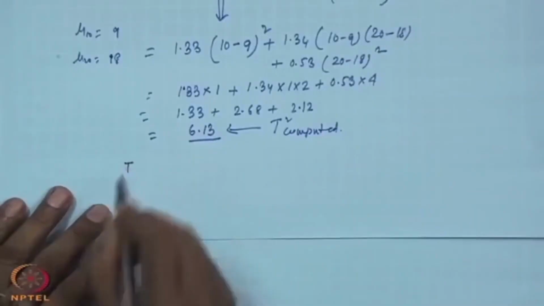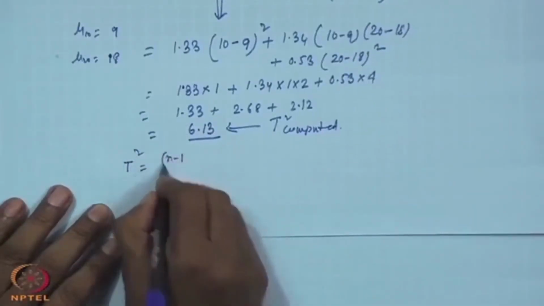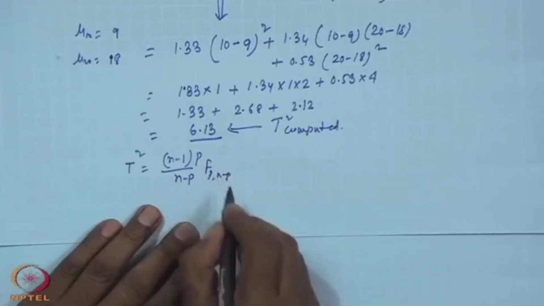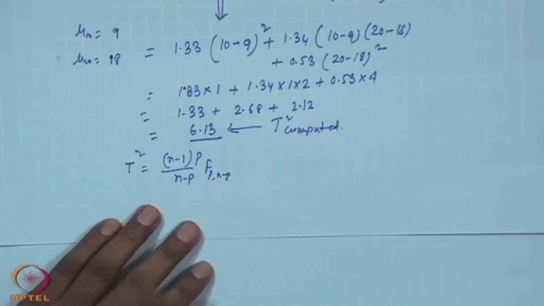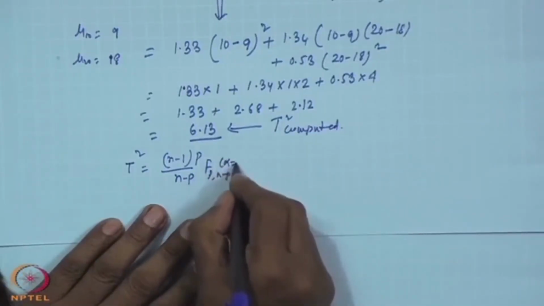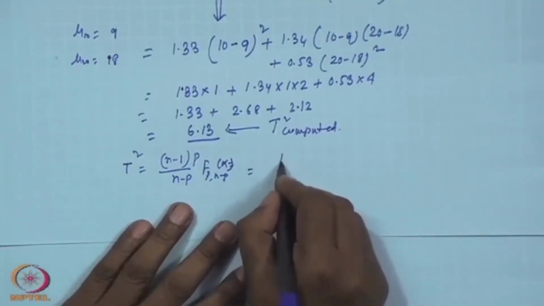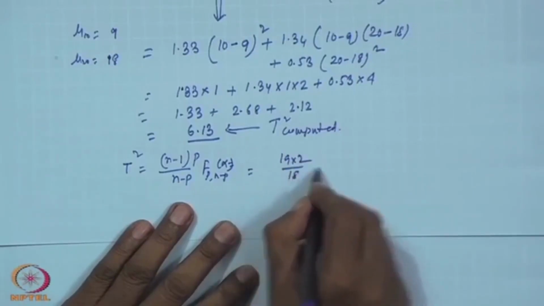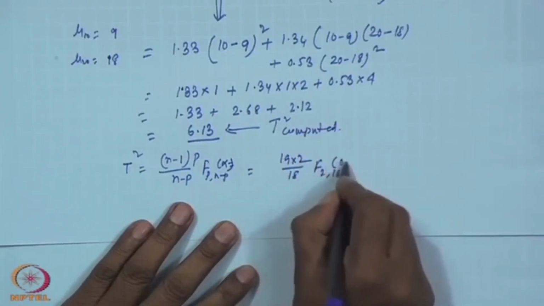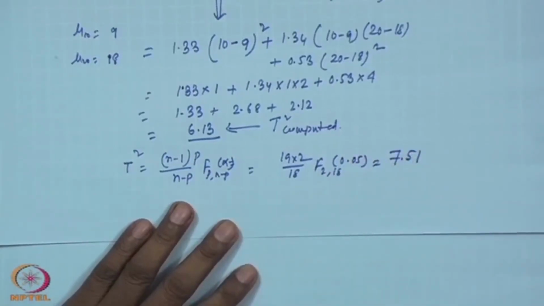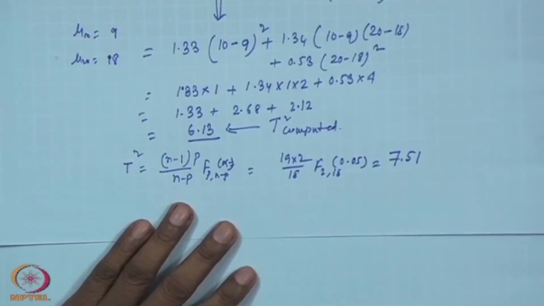What is your tabulated value? We say it will follow (n minus 1) p by (n minus p) F with p and n minus p degrees of freedom, and you have to find out for some alpha value. Alpha is 0.05. So, we have already seen that 19 into 2 by 18, F 2, 18 at 0.05, this resultant quantity is 7.51. So, reject or accept?